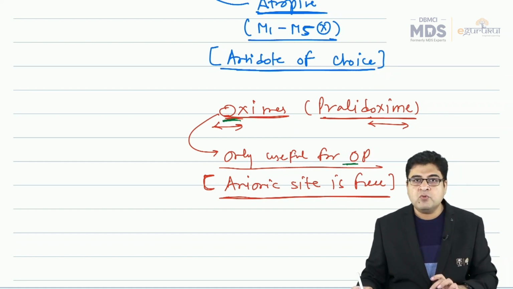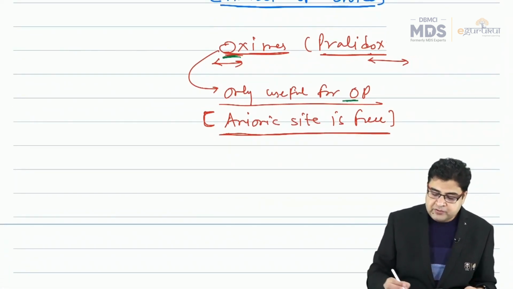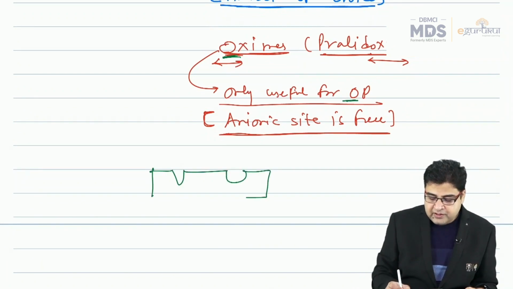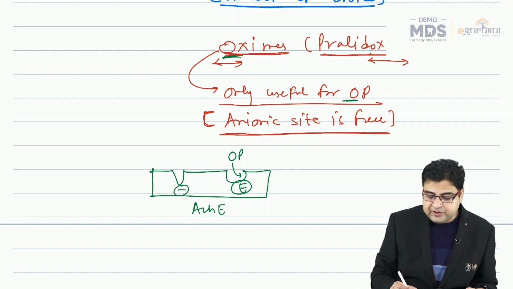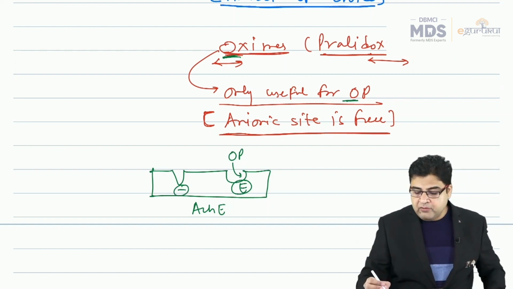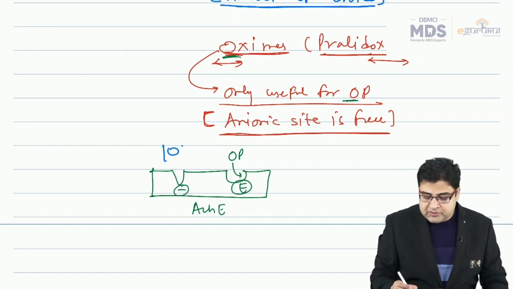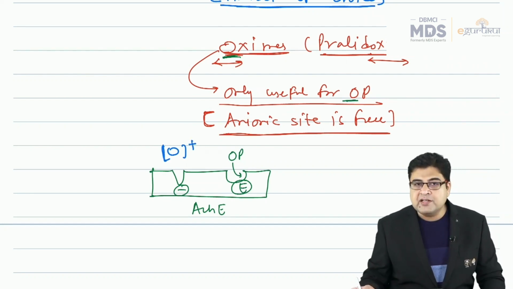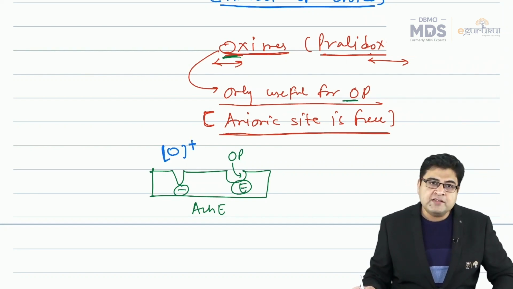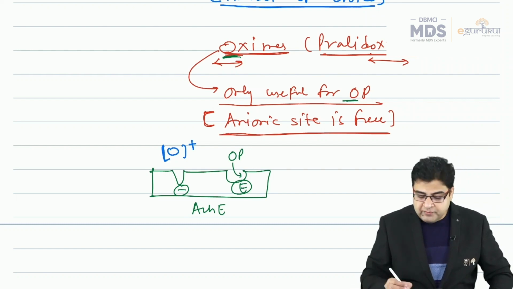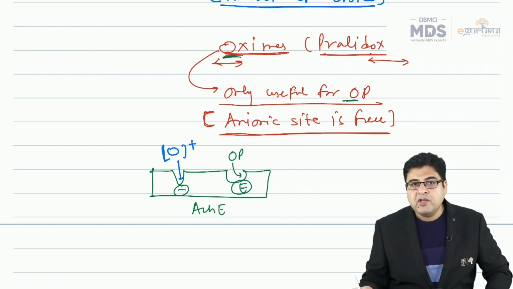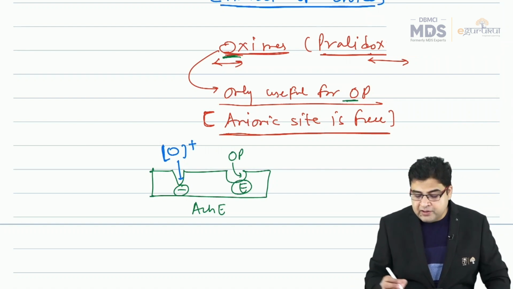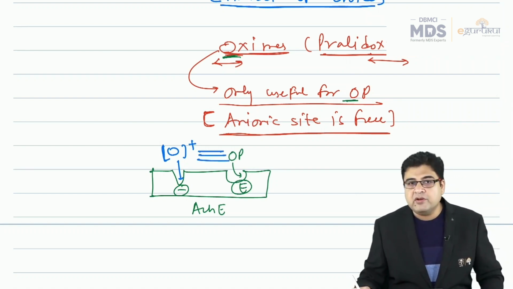Now the question arises, what's the significance of this? The significance is like this. Say this is the acetylcholine esterase enzyme and organophosphates have attached to the esteric site. Now the anionic site is free. What will happen whenever I give oximes to a patient? Oximes are drugs which contain a positive charge. So they will come and bind with the anionic site. And once they bind with the anionic site, they will start making a bond with the organophosphates.